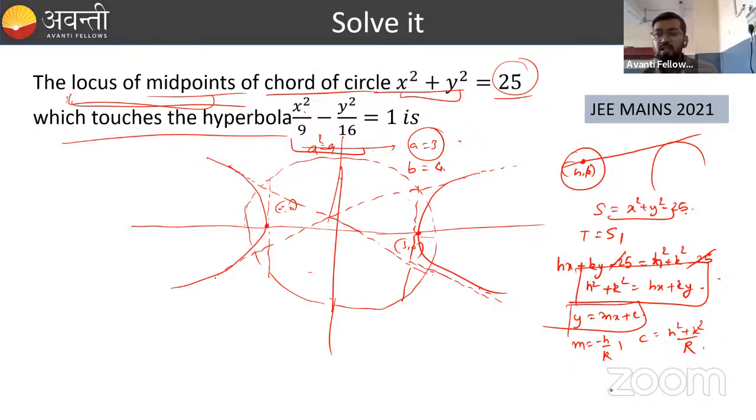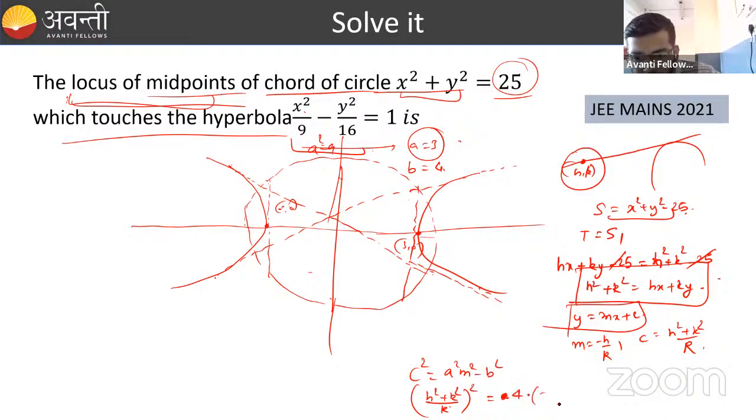And for this line to be a tangent to the hyperbola, we know the relation c square equals a square m square minus b square. What is c square? h square plus k square by k, whole square, equals a square, which is 4, into m square, which is minus h by k whole square, minus 16, that is b square. Solving this, you get h square plus k square whole square upon k square equals 4h square minus 16k square upon k square. So this gets cancelled.